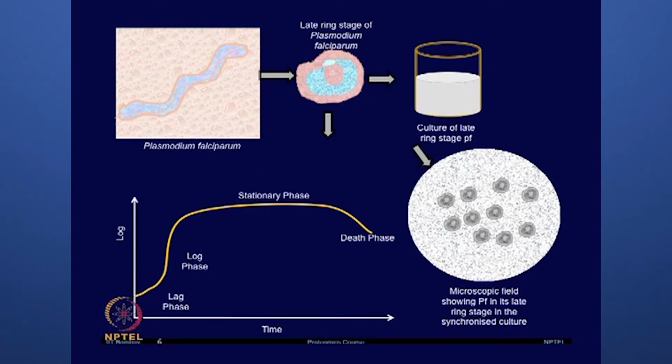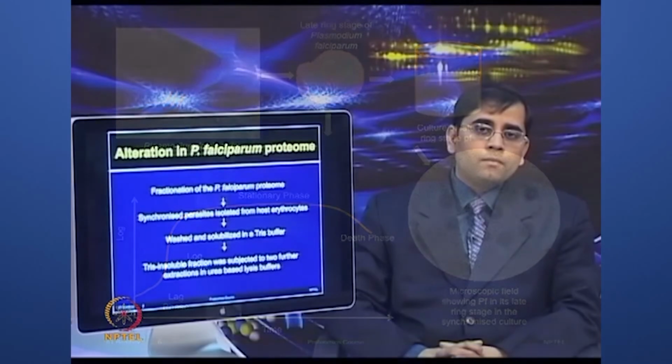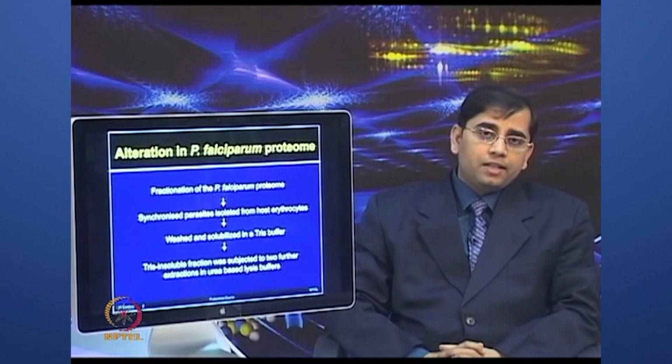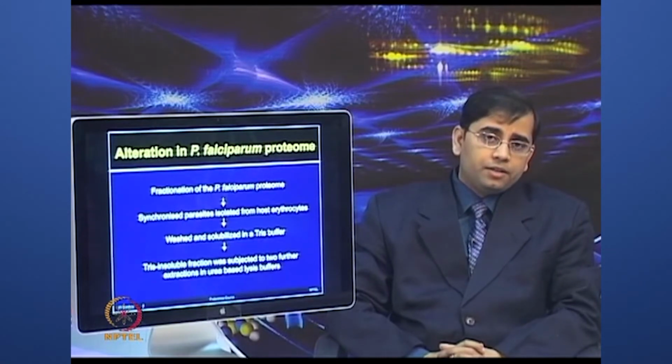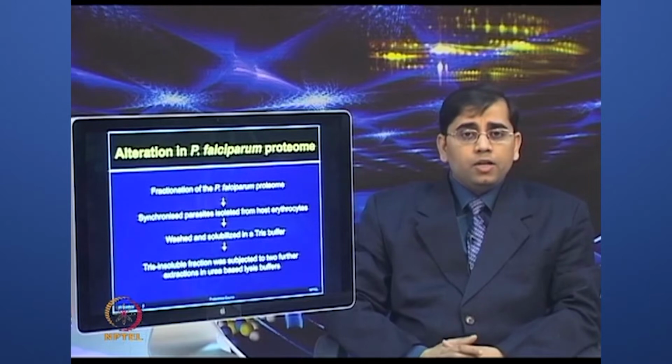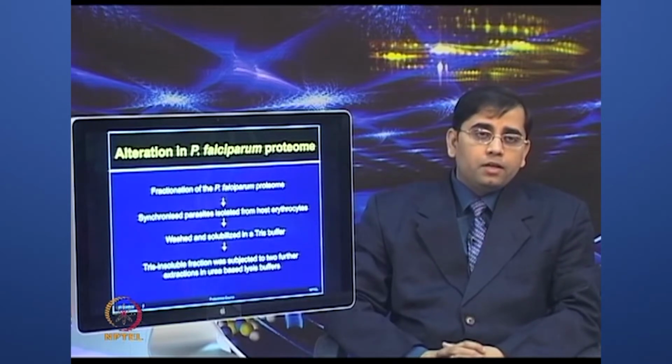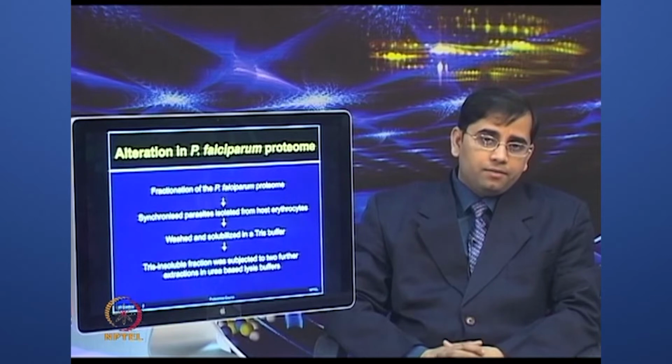As you can see the growth curve in the slide. So, synchronized ring stage parasite cultures were harvested over a 24 hour period after the exposure to the ARM and LUM. The parasite growth was determined by using hypoxanthine uptake assay. After establishing the culture conditions and the drug concentration, then authors looked for the proteomic alterations.